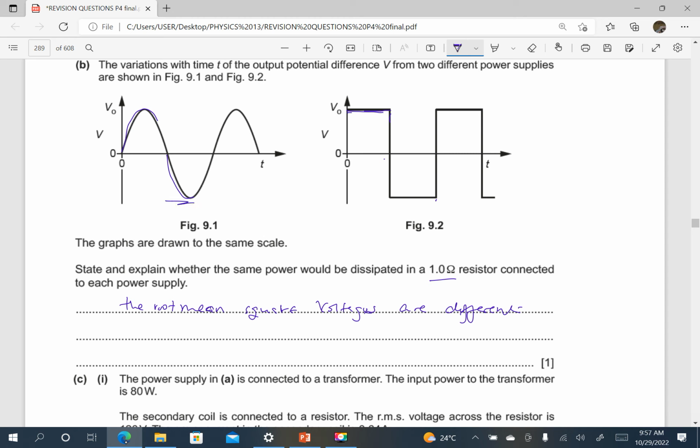So the root mean square values are not the same. And if they are not the same, then it means the power will not be the same. The power would not be the same. Okay.